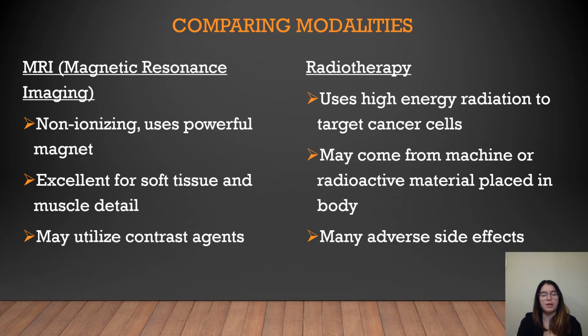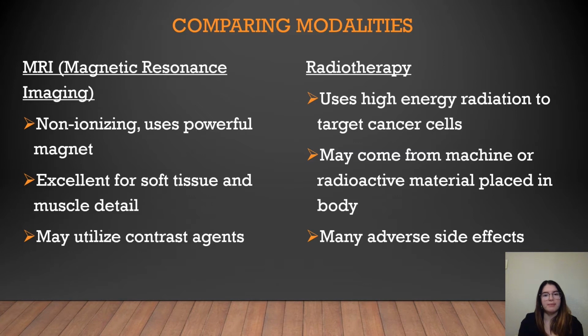Just as a quick review, here's a bit of information about how each modality works and what it's best suited for. To begin, MRI, or magnetic resonance imaging, uses a powerful magnet and radio waves to capture information. This modality is non-ionizing and largely non-invasive. The patient is placed in an extremely strong magnetic field, which then causes the protons in their body to align a certain way. Specifically, the protons associated with hydrogen atoms.